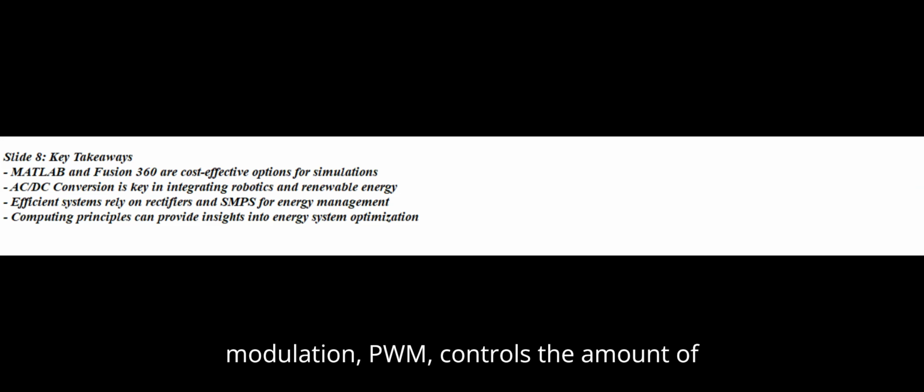For example, in a switching power supply, rapid switching occurs between active high-voltage states and low-voltage states, similar to binary representation in computing. SMPS, switched-mode power supplies, use transistors that turn on and off rapidly, creating a pulse signal that alternates between active and inactive states. Lastly, pulse width modulation, PWM, controls the amount of power delivered to a load.